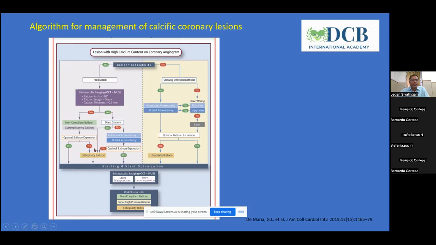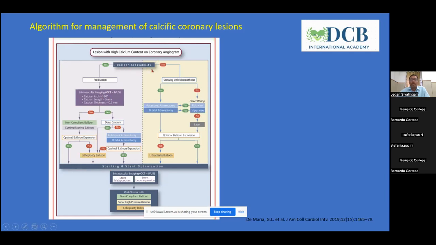If it's a deep calcium, then it's IVL. If it's not deep calcium, then we can use either rotational atherectomy or orbital atherectomy. If these criteria are not fulfilled, then we can start with a non-compliant balloon, cutting balloon or scoring balloon. Then we reassess. Finally, if there is optimal expansion, then we proceed with stenting. So this is for balloon crossable lesions.